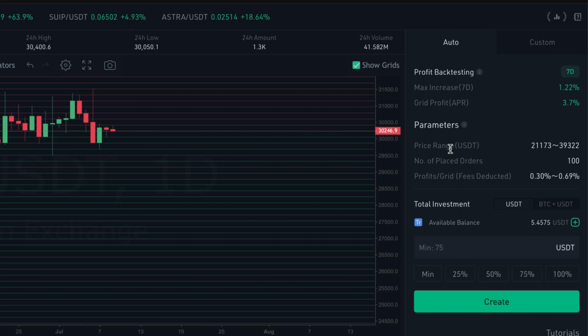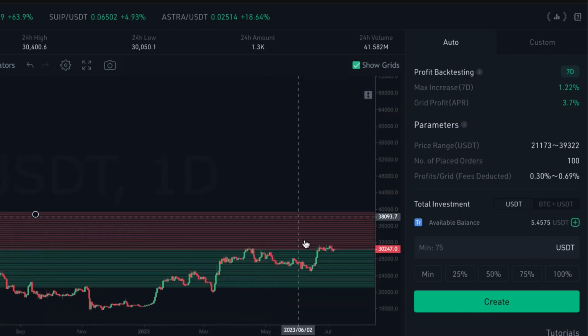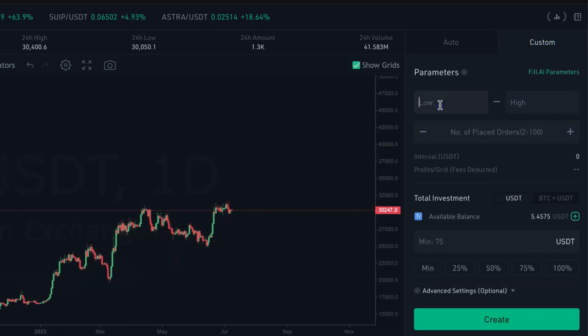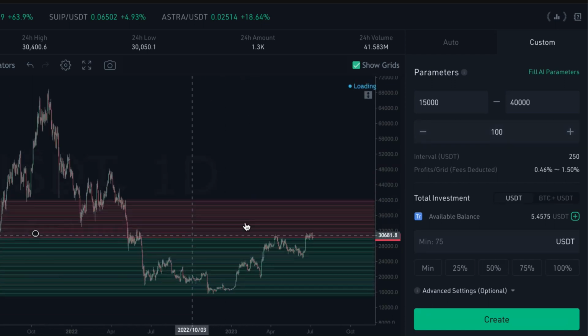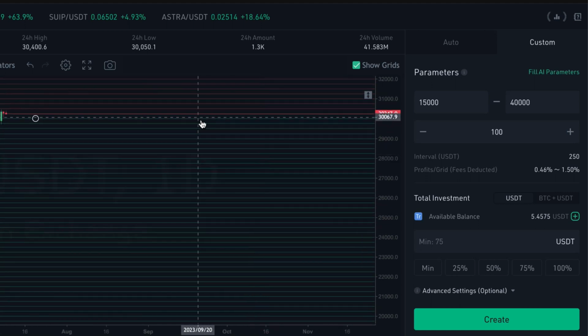Auto is like it says, it's automated, so Kucoin has put in the grid lines for you. And if you go to custom, you can select the parameters. For example, if I wanted to do this bot going from 15,000 Bitcoin all the way up to 40,000, and I say I'd like to have 100 grid lines, you can see that that gets added on to the chart so that you can see all of the times it's going to buy and sell.